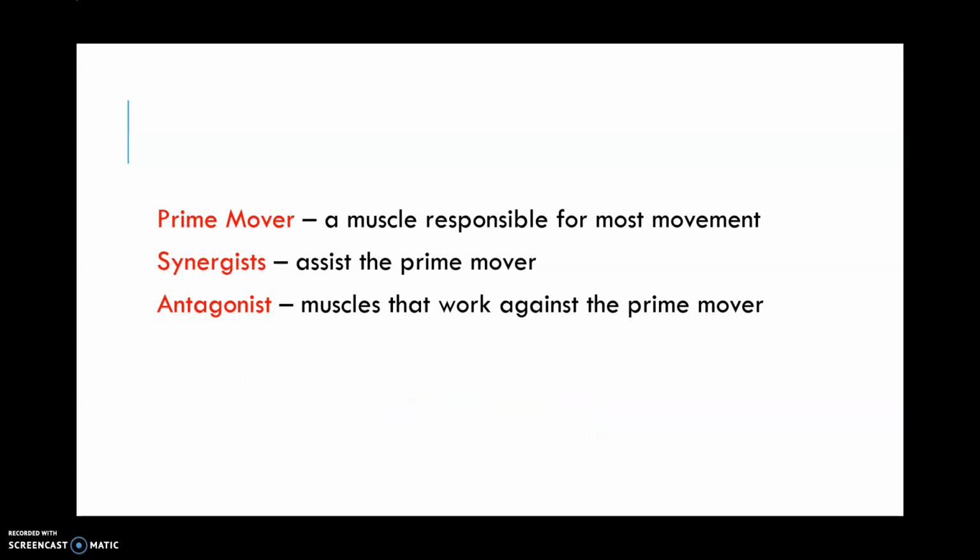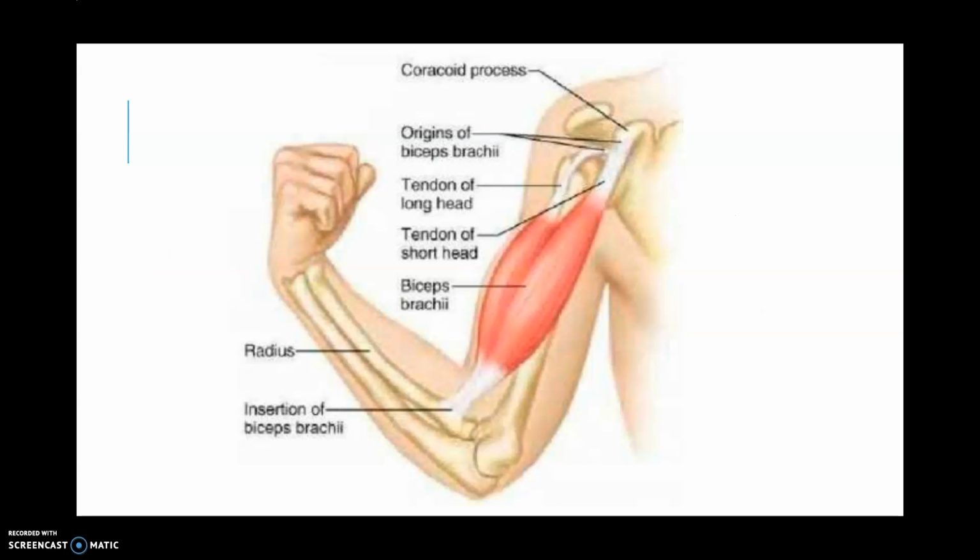A few more words that we're going to see are prime mover, because we know that we have many, many muscles in our body. Our prime mover is going to be responsible for most of that movement. Our synergists are assisting our prime mover, and our antagonists are working against that prime mover. So they're doing the opposite movement of that muscle. If you think of antagonists like in a story, they're usually the bad guy. In this case, we're relating to that because we see that we're working against this prime mover here.